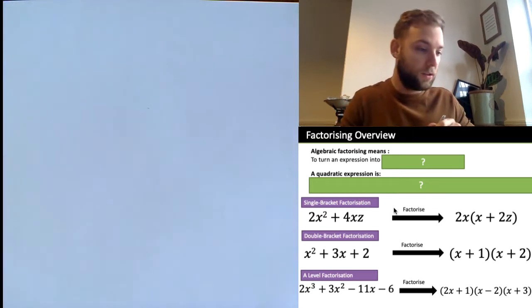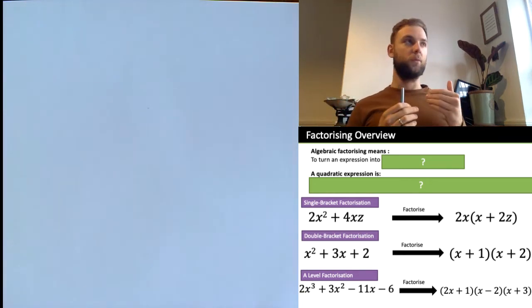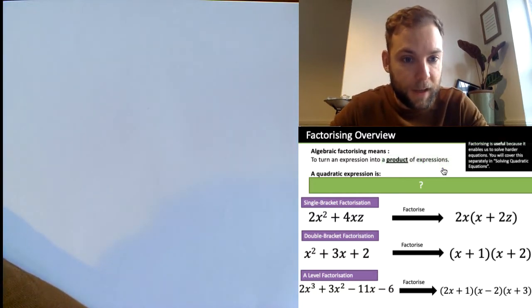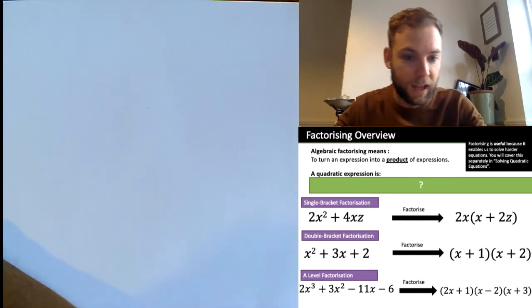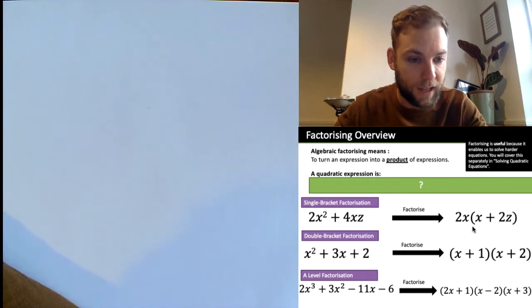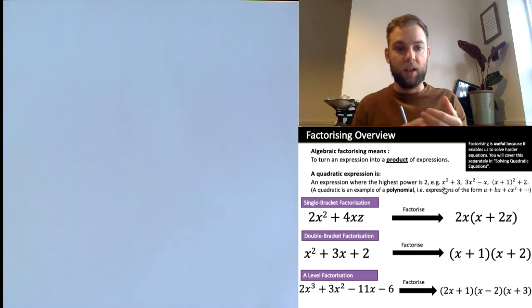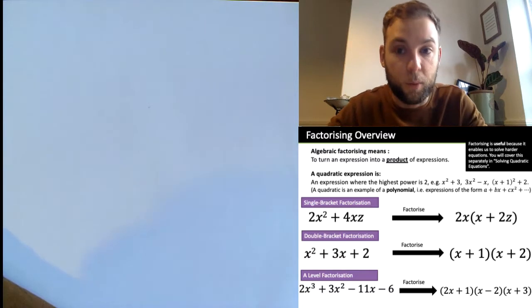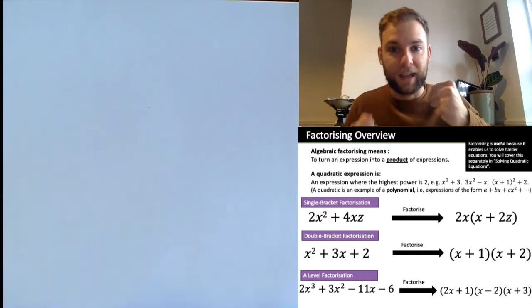Titling your notes: factorisation. First of all, we need to know what the word factorising means. Factorising means to turn an expression into a product of expressions. Basically what we're doing is putting these back into brackets. Notice here we're putting the brackets back in, and here we're putting the brackets back in. So we're trying to find factors of both of these numbers to put them as a multiple. Basically, factorising means to put that bracket back in.